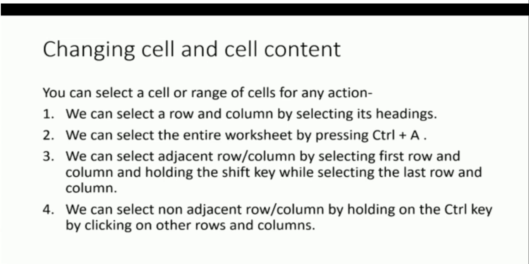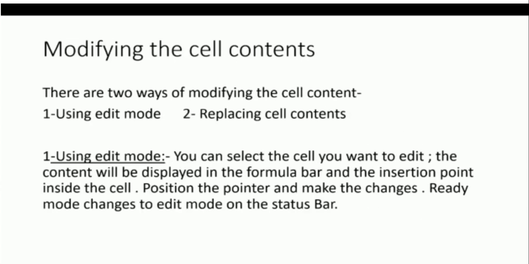How? You can select adjacent rows and columns by selecting the first row or first column and holding the shift key. And you can select non-adjacent rows and columns by holding the control key and clicking on other rows and columns. And you can also modify the cell content. For modifying, there are two ways. The first one is you can use the edit mode, and second is replacing the cell contents.